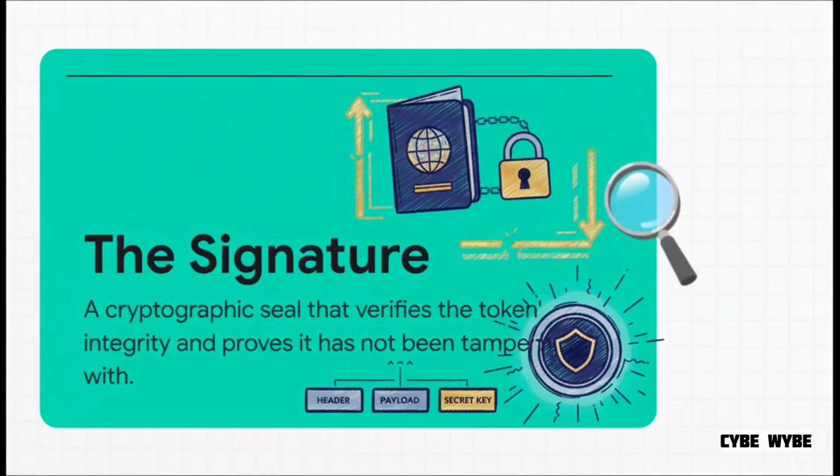And finally, the most critical piece of the puzzle, the signature. This is the tamper-proof seal. It's like the little hologram on your driver's license or passport. It's created using a secret key that only the server knows, combined with the header and the payload. If anyone tries to change even one tiny thing in your passport, the signature won't match anymore. It's our absolute guarantee that the token is legit and hasn't been messed with.